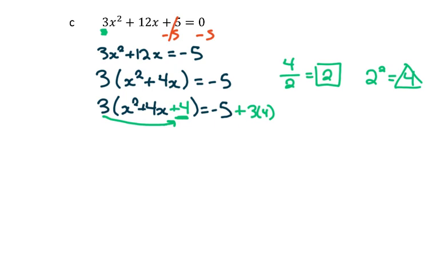So on the left, this 3 can come down. We have x squared plus 4x plus 4 that needs to factor. Well, that's why we look at this 2 here. That will factor into x plus 2 squared. That equals, ends up being negative 5 plus 12, which would be 7.